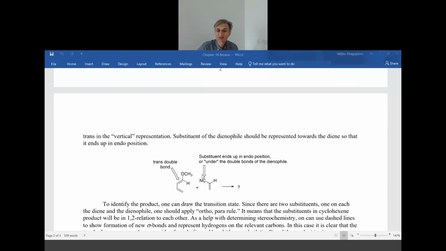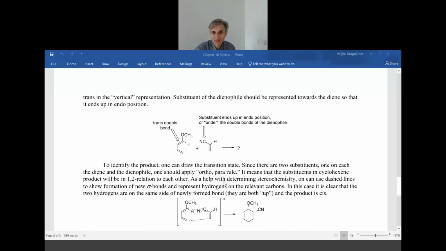Now, for the other reactant, the substituent should be drawn in such a way that it points towards the dienophile, so that in the final product it ends up under these double bonds. That's actually called the endo position. And you may recall the endo rule, that these reactions occur in such a way that the substituent ends up in the endo position. So technically it's the endo position, but you draw it in such a way that at the end it appears kind of under the plane of the ring.